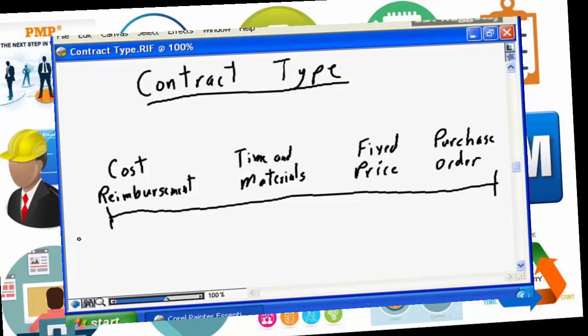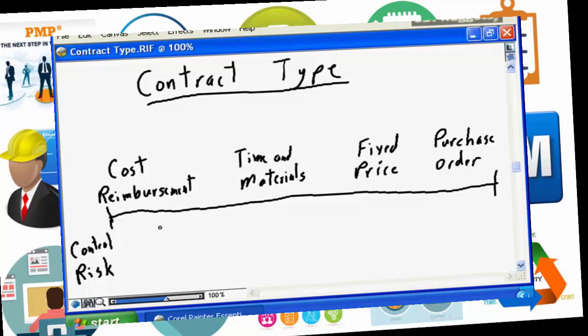So how do you as a project manager decide whether cost reimbursement, time and materials, fixed price, or purchase order is the appropriate style of contract for your project? It all really boils down to two things. One is the level of control that you wish to have in terms of the project's activity in the procurement process, and the second is the degree of risk you're willing to assume, that you're willing to address on behalf of the project.